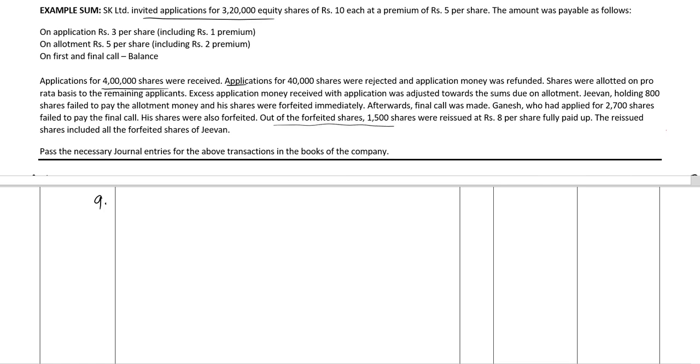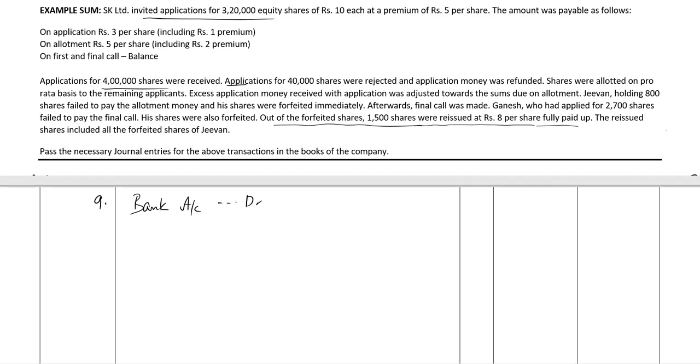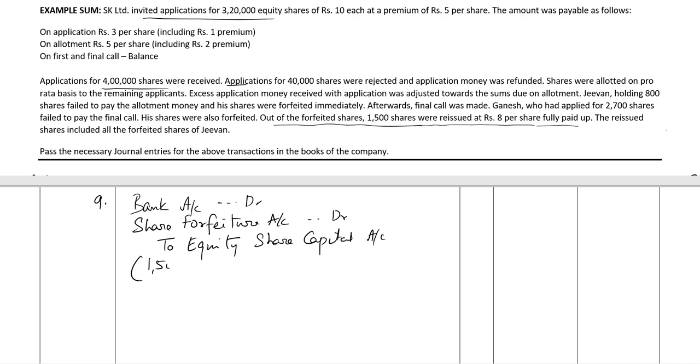As per the question, out of the forfeited shares, 1,500 shares were reissued at 8 per share, fully paid up. So it's reissue at discount. Bank account debit, share forfeiture account debit, to equity share capital account. 1,500 shares reissued at rupees 8 per share, fully paid up.